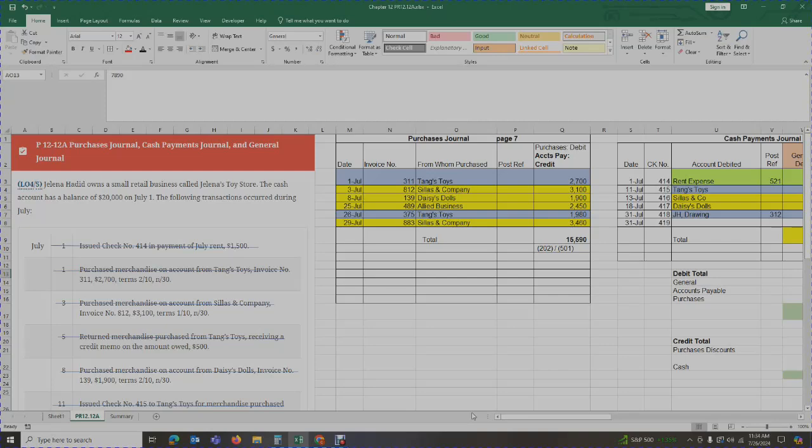Okay, so that is it for problem 12-12A, which deals with the purchases journal, cash payments journal, and the general journal.